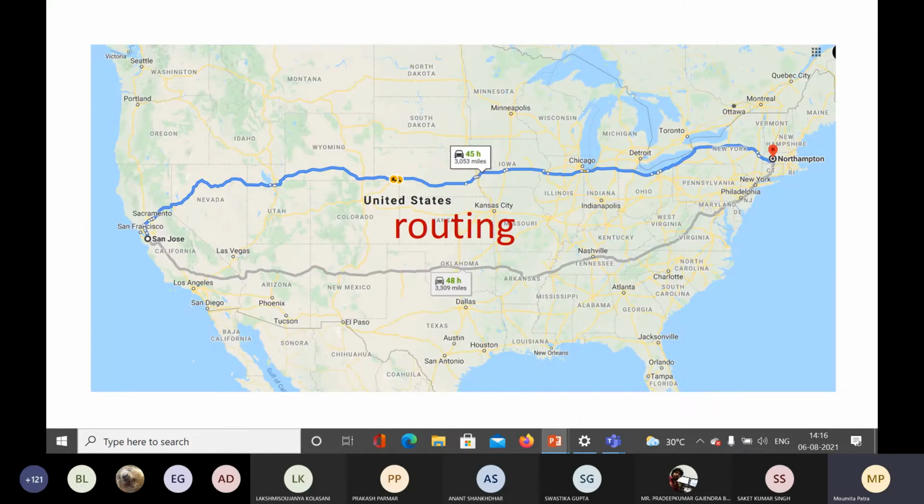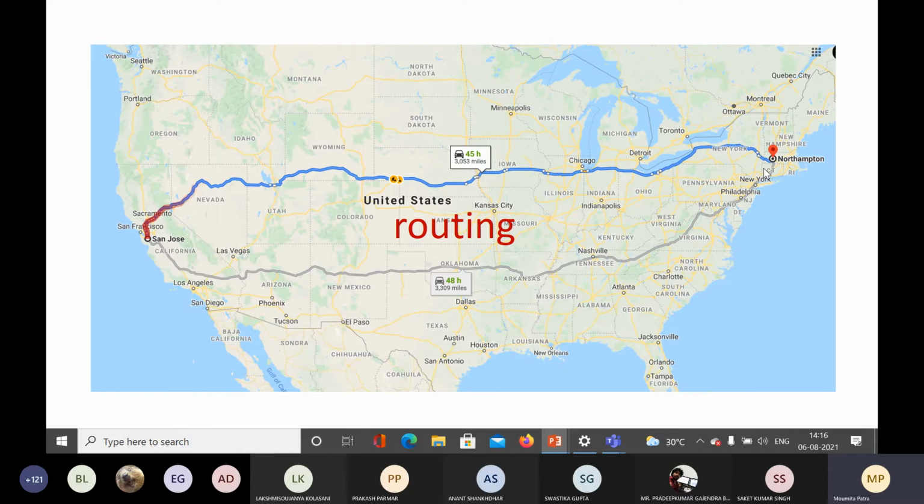All right. So here it has been given just an example to show what the difference is between routing and forwarding. If you can see, from San Jose to Northampton, this is the path. If you go by Google Maps also, this is the path that will be shown. So this is known as routing. That is, you are finding the best route from one source to a destination point.